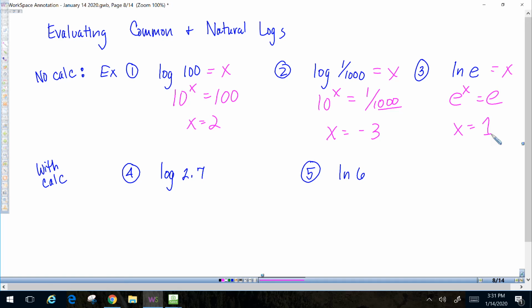The log button is right beside the 7. So you would just punch log 2.7, enter. So we get this is approximately 0.431. Did you get that? Do we have to do approximately? No. Where's log? Got it. The log button is right beside the 7.